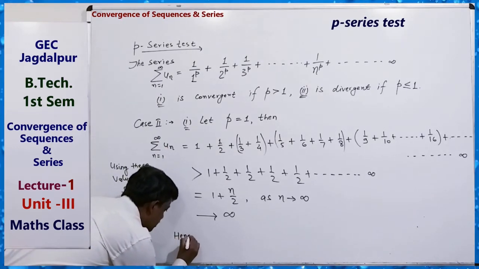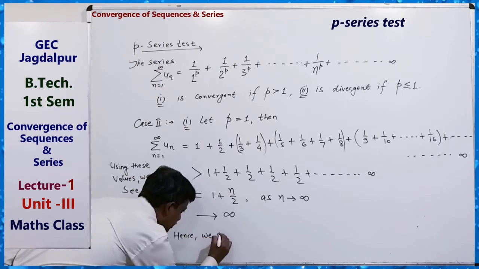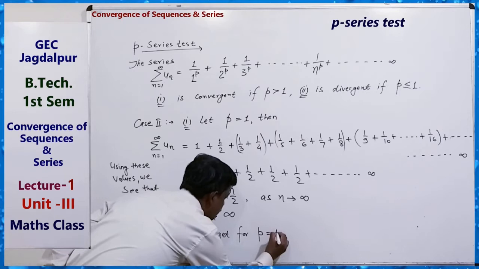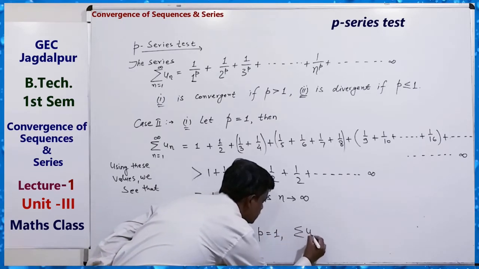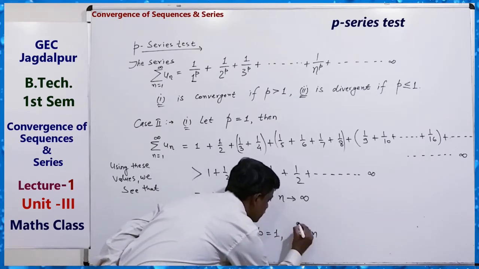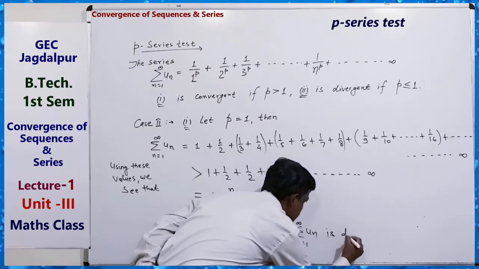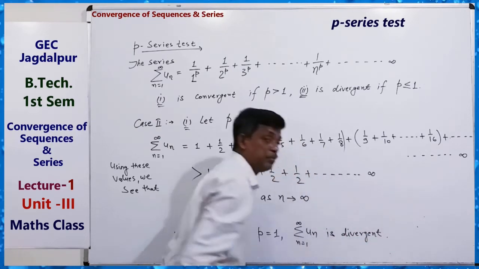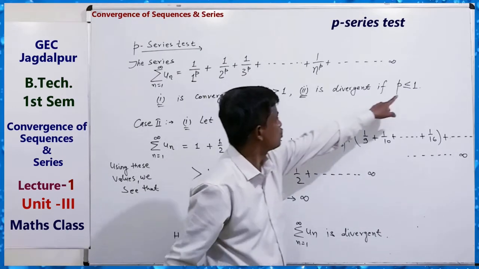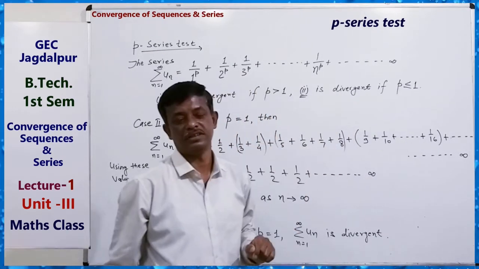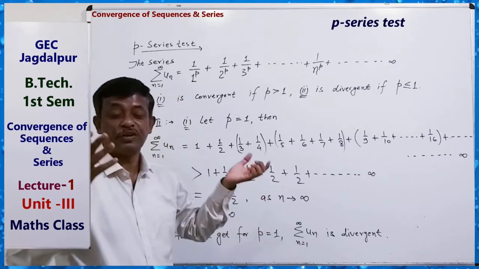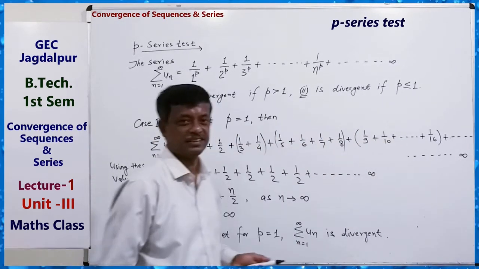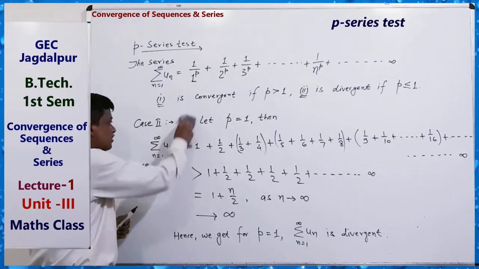Hence, we get that for p equals to 1 the series is divergent. For p equals to 1, divergent. Now we have to prove that for p less than 1 also the series is divergent. Okay, so the second case.